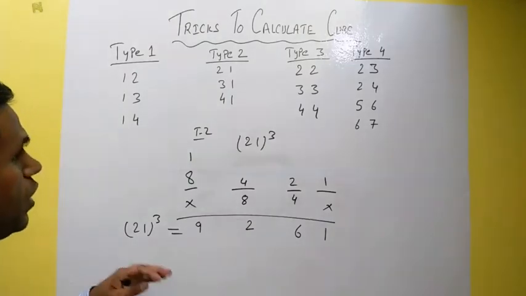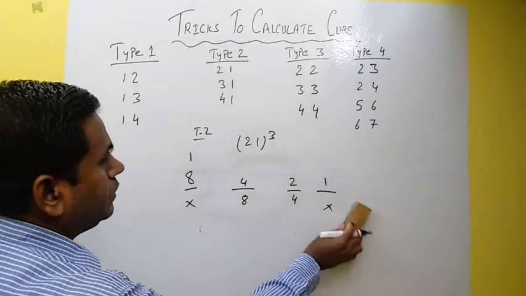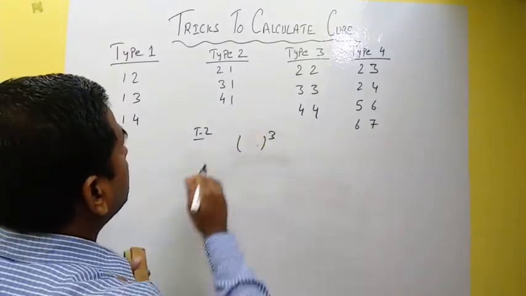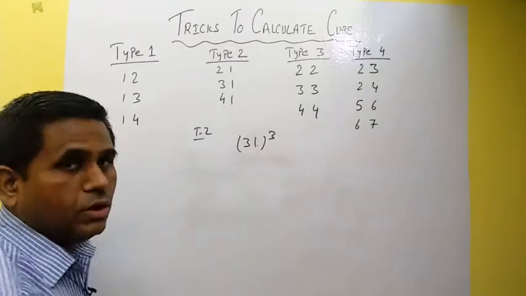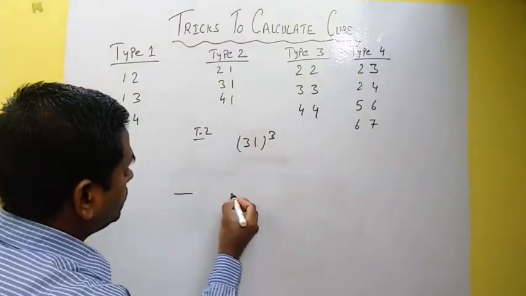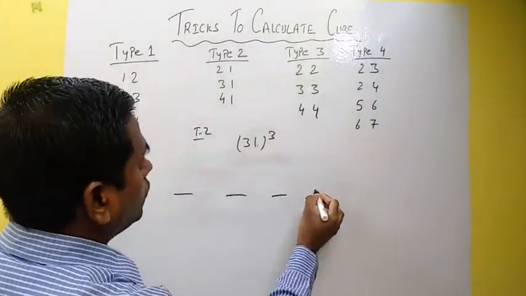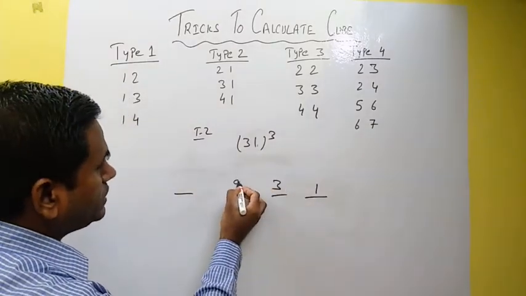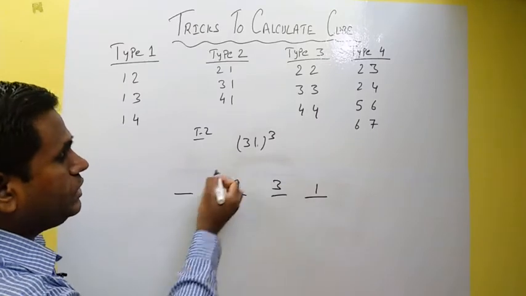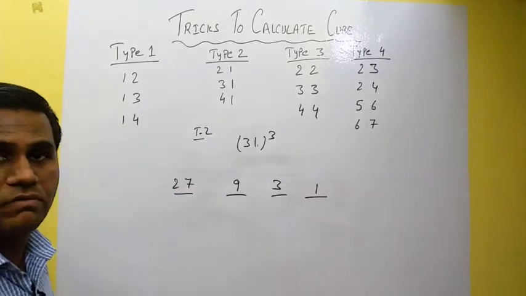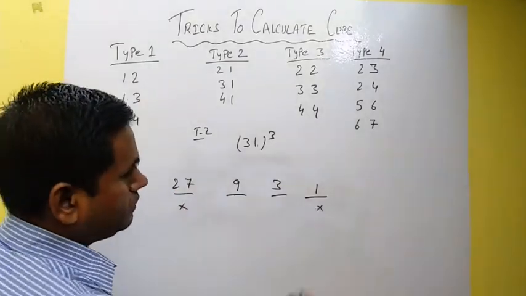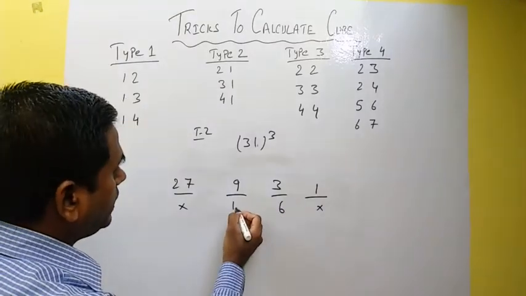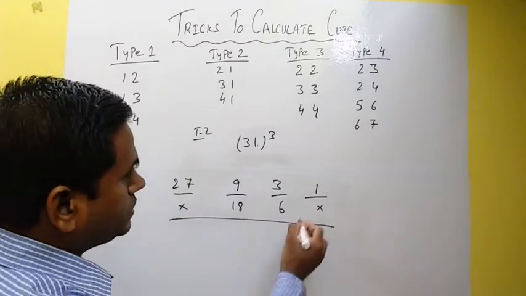Now let us solve another example for this type 2. So another example, if I take this digit 31. For 31 also, maybe I can do it a little fast. So 1 here, 3 here. 3 square is 9. Now 3 cube is 27. Now leave the first and last. Double of 3 is 6. Double of 9 is 18.